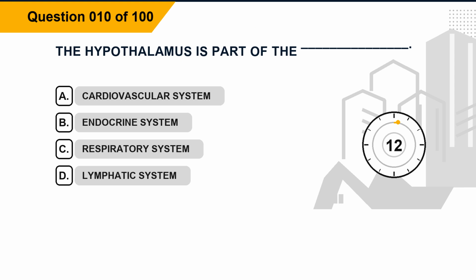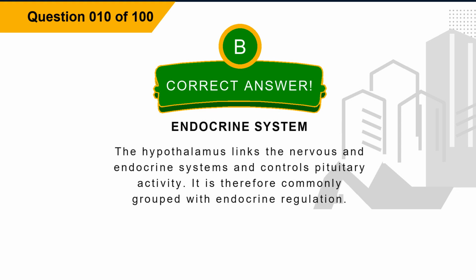Question 10. The hypothalamus is part of the blank. Option A. Cardiovascular system. Option B. Endocrine system. Option C. Respiratory system. Option D. Lymphatic system. The correct answer is option B.